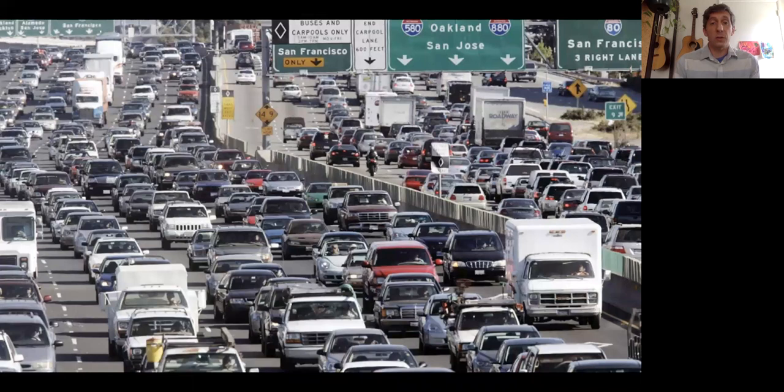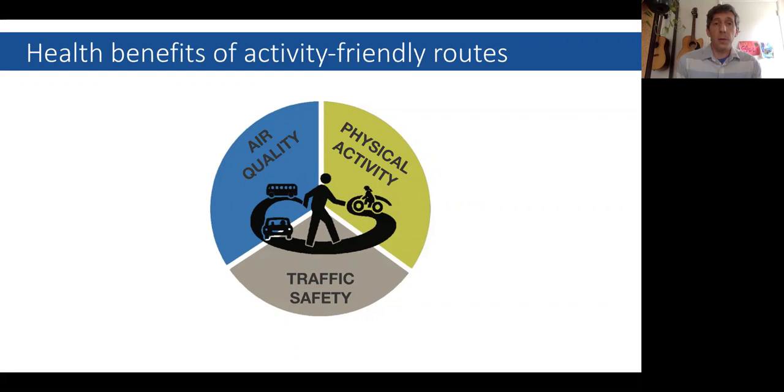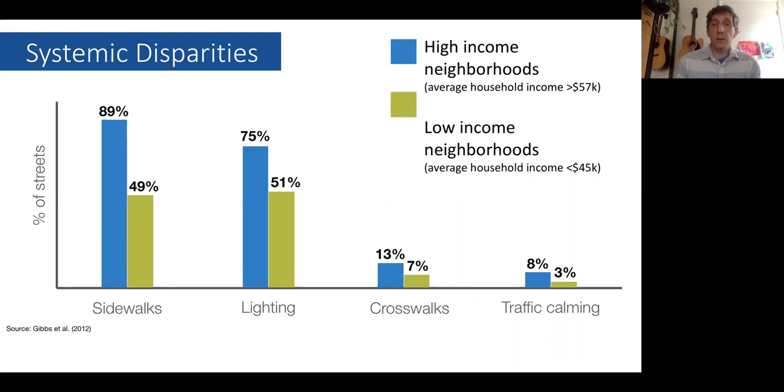Next slide, please. You already heard about the health effects of transportation policy, but just to talk about it a little bit more, we need active friendly transportation routes that enable biking and walking and public transit and passenger rail. And so the benefits are numerous: physical activity, traffic safety, and air quality. Next slide, please. This is just an example of some of the systemic disparities we see in active transportation. The blue is high-income neighborhoods, the green is low-income neighborhoods. And you can see that whether it's sidewalks, lighting, crosswalks, or traffic calming devices, they're much more prevalent in high-income neighborhoods than low-income neighborhoods.